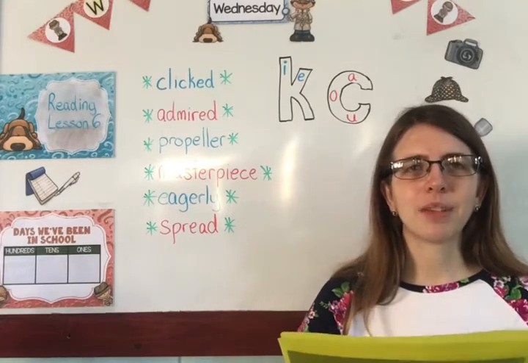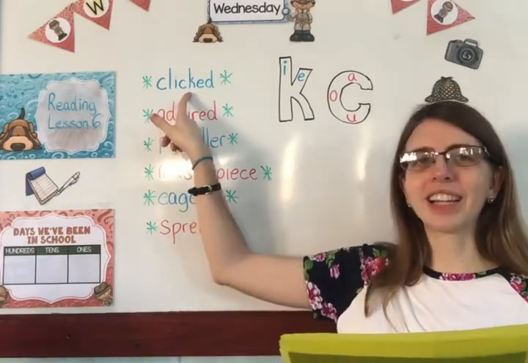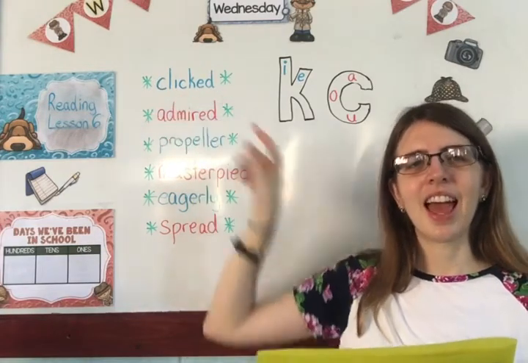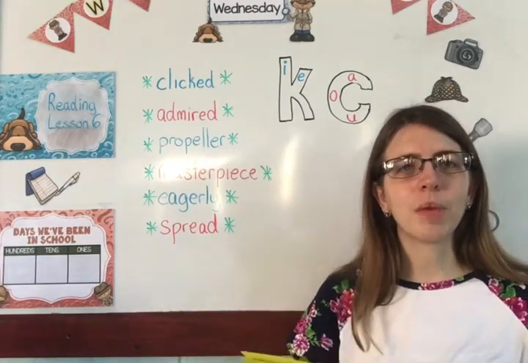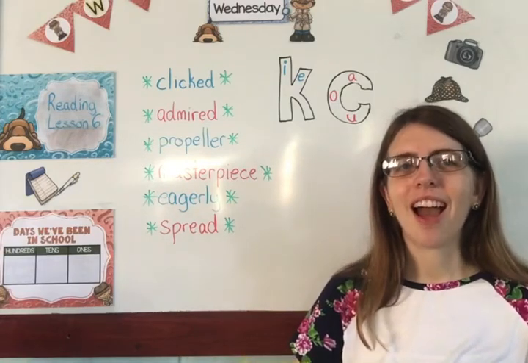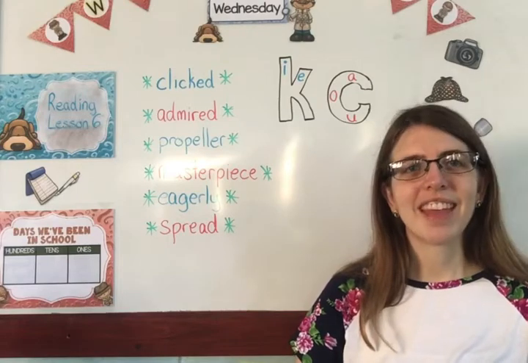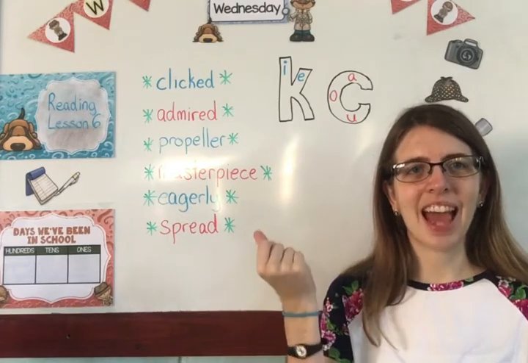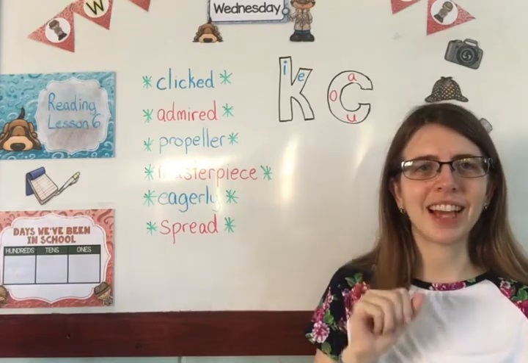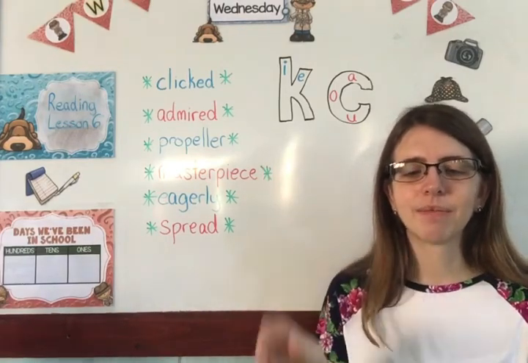Okay, let's talk about some words. The first word is that word clicked. He clicked the plastic brick into place. Clicked is a special word that we call onomatopoeia. It's a big word, onomatopoeia. That means it's spelled just like it sounds. So click, he put it in place, and it kind of snapped in there, clicked.